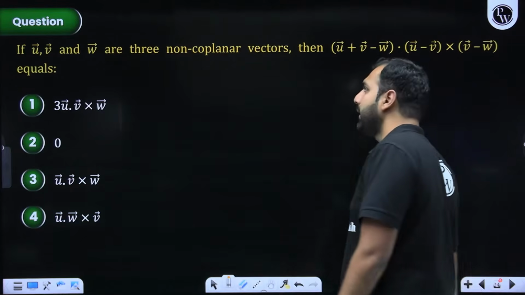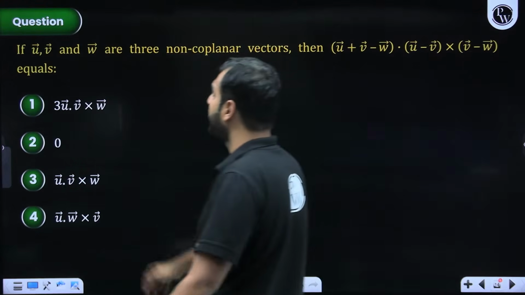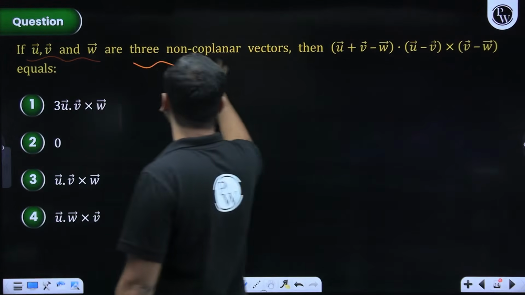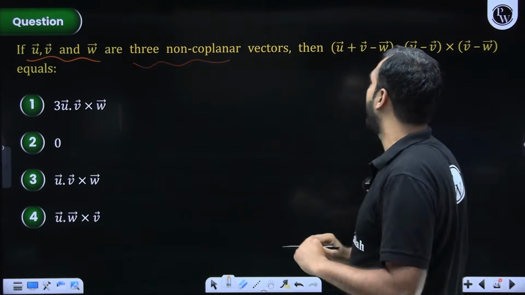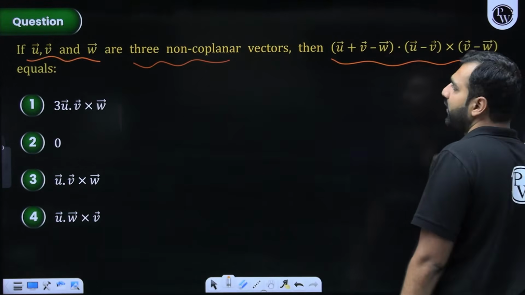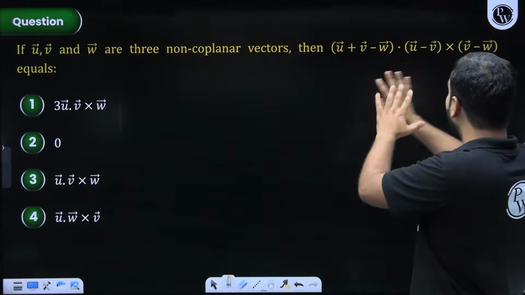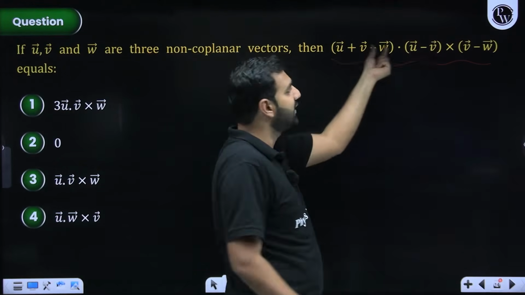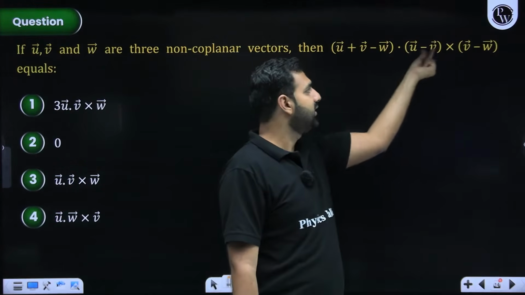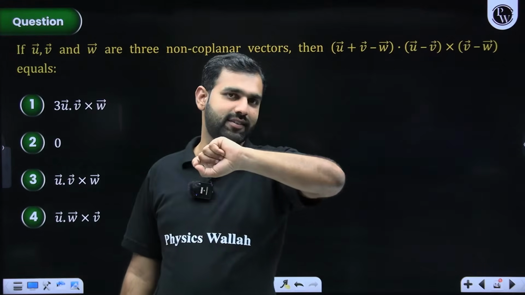Accordingly, option can be marked. Next question says u, v, w are three non-coplanar vectors. Mind you, non-coplanar vectors, where this is what you're given. Now this expression's value when simplified, I hope you can see that these are three vectors. This dot this cross this, the scalar triple product of three vectors is needed to be taken.